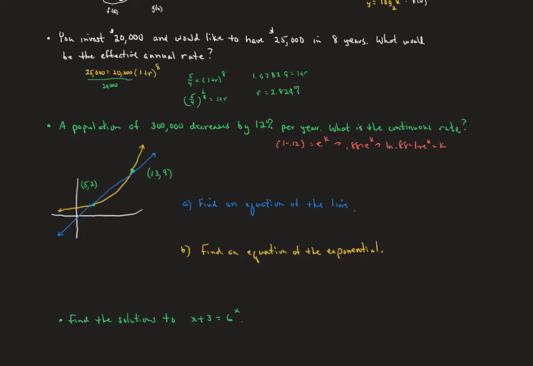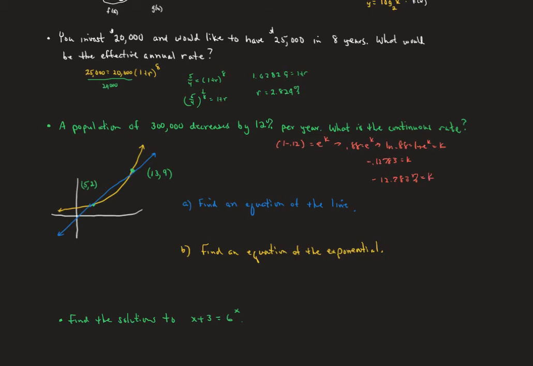So the natural log of 0.88 is negative 0.12783, and so that's going to be a negative 12.783% continuous rate of interest.